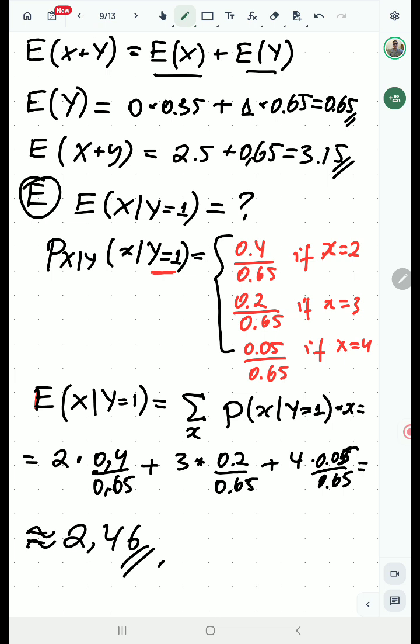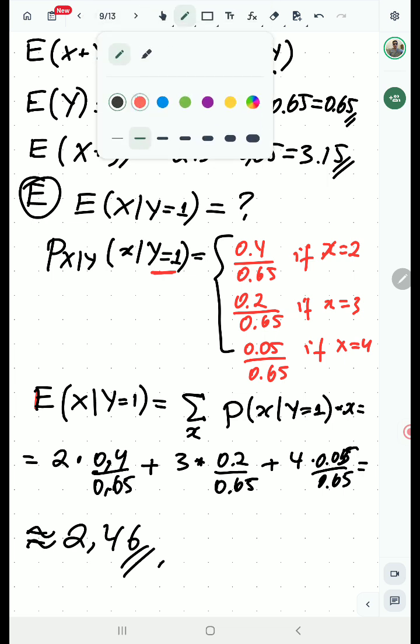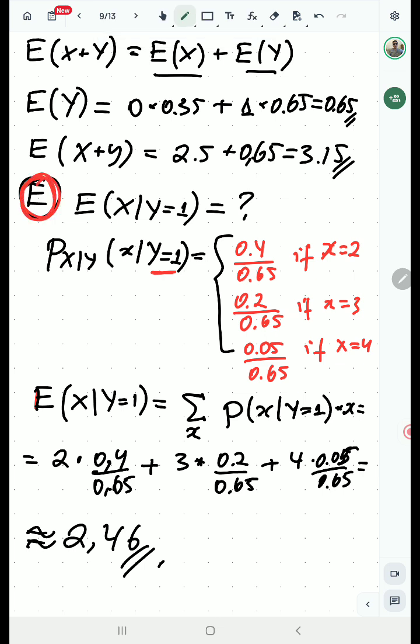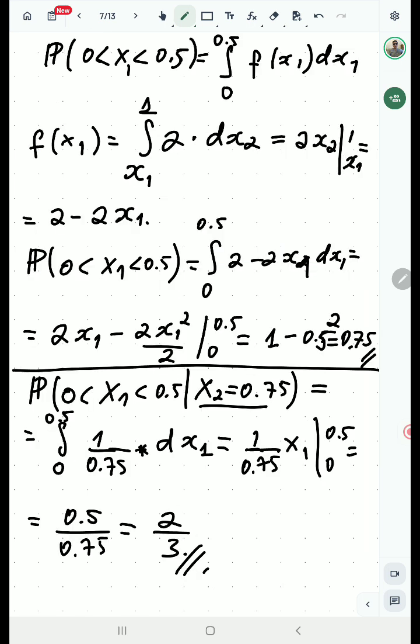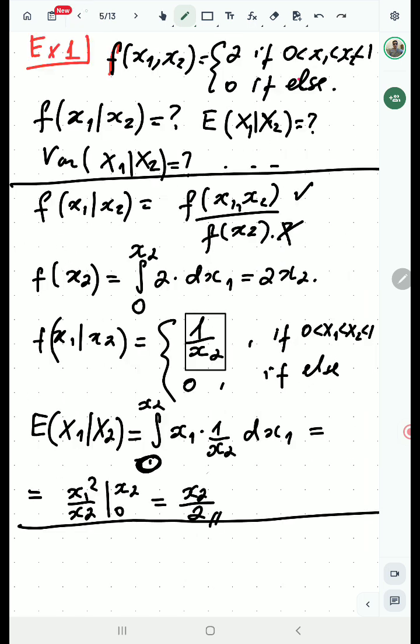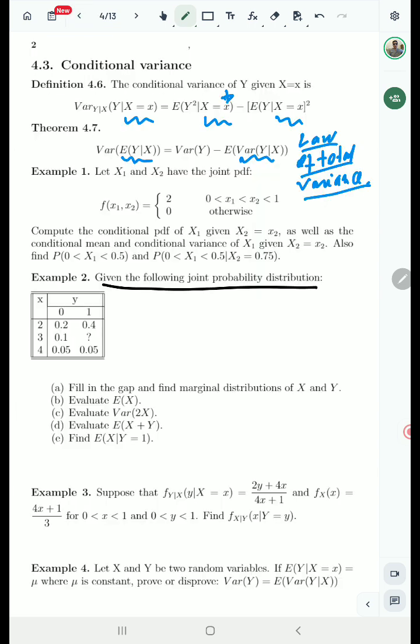So maybe I have to use red color here. So this is the E part, this is the G part, then you have the C part, the B part and the A part. What else? Let's move to example 3.